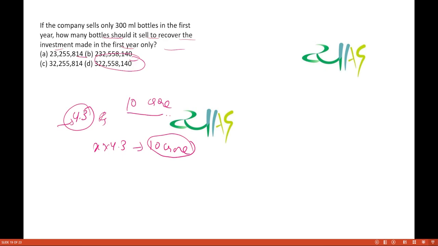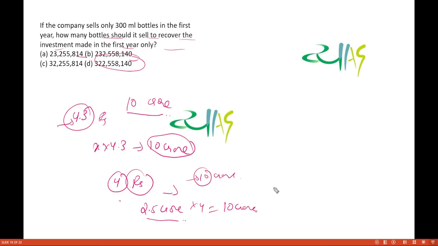So basically, if my profit was 4 rupees, then I will sell how many bottles to earn 10 crore? Okay, so I will have to sell 2.5 crore bottles, है ना? 2.5 crore bottles to earn how much rupees? 10 crore rupees. Fine, because 2.5 crore into 4 will give me 10 crore. Okay, and because this is 4.3, so यानी ये कुछ कम हो जाएगा, कितना कम हो जाएगा? It will be a little less than 2.5 crore.